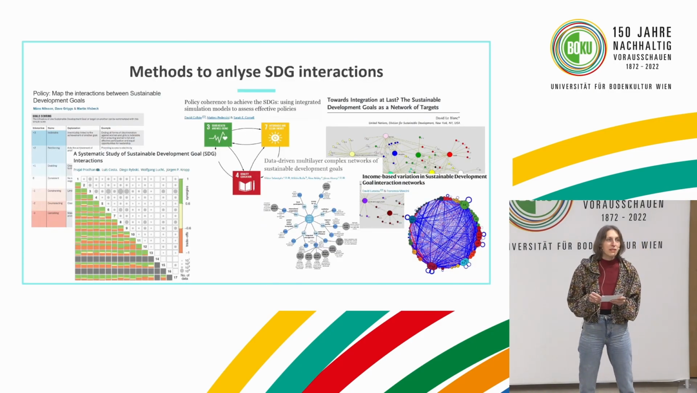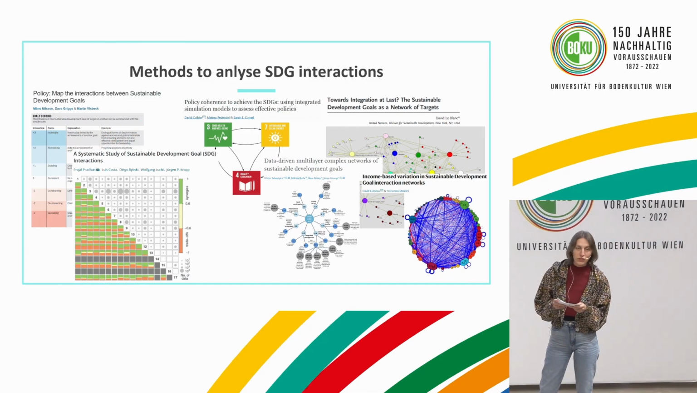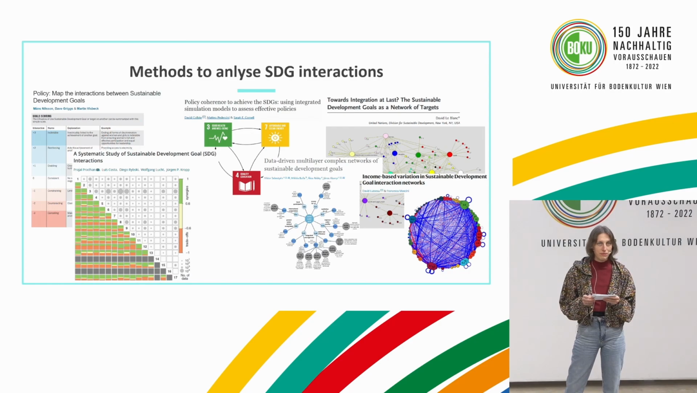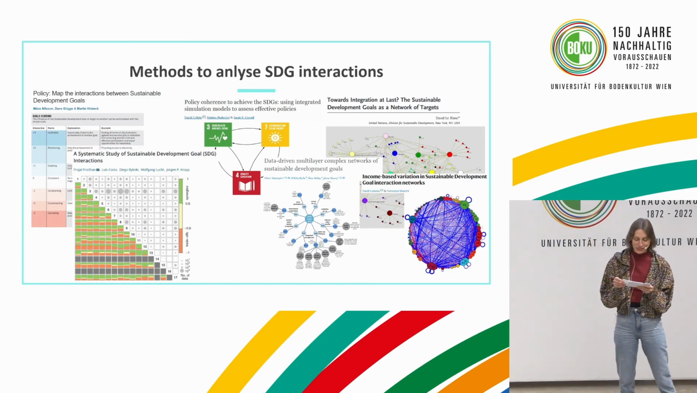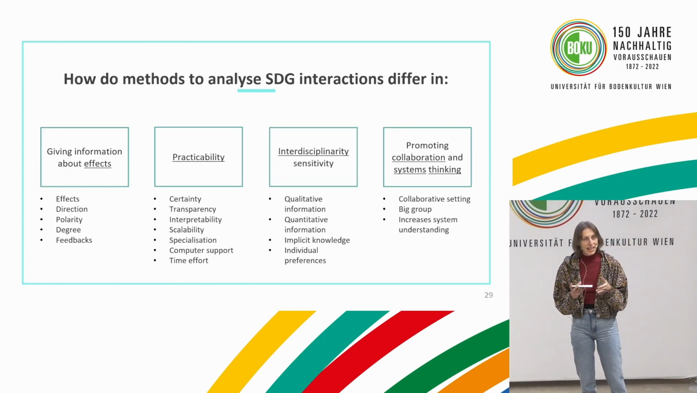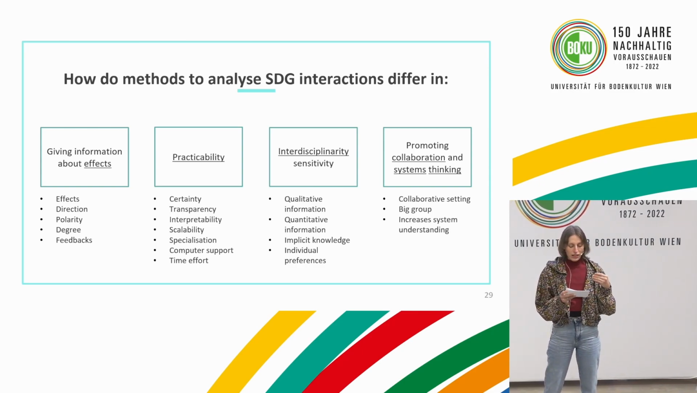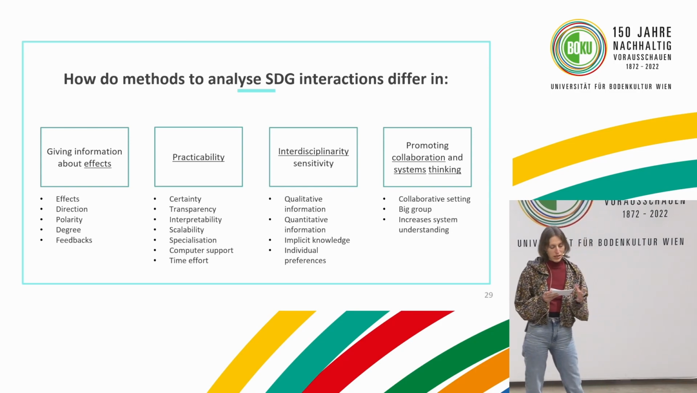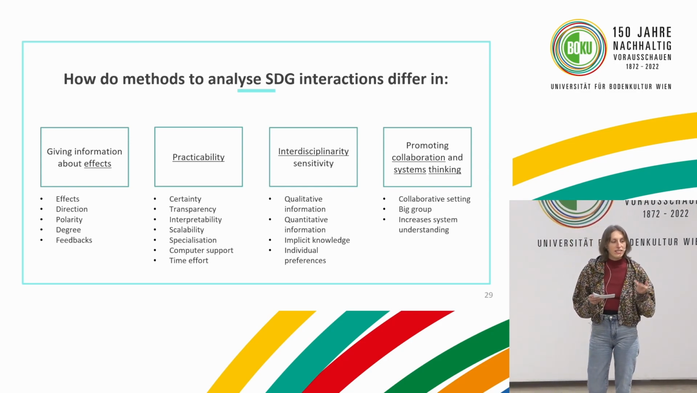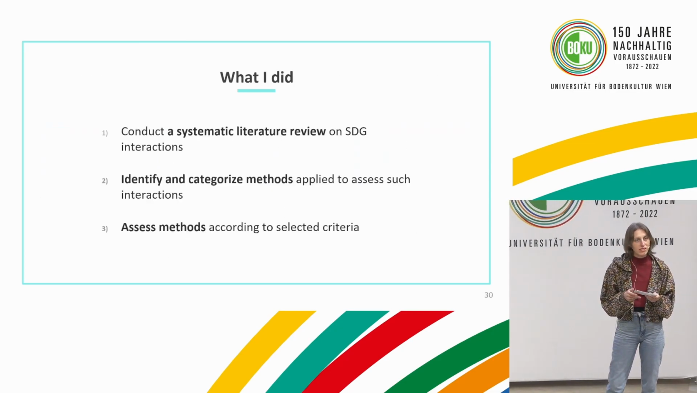Over the past years, there has been quite some scientific interest about SDG interactions, and this resulted in a huge amount of publications, trying to analyze SDG interactions in a systematic way. As you see here, a lot of different methods have been developed. So what we decided to do is to analyze these existing methods and find out their characteristics in terms of the effects between SDGs, how much information they can give about the effect between the SDGs, their practicability in implementation, their promoting interdisciplinarity and promoting collaboration and system thinking.